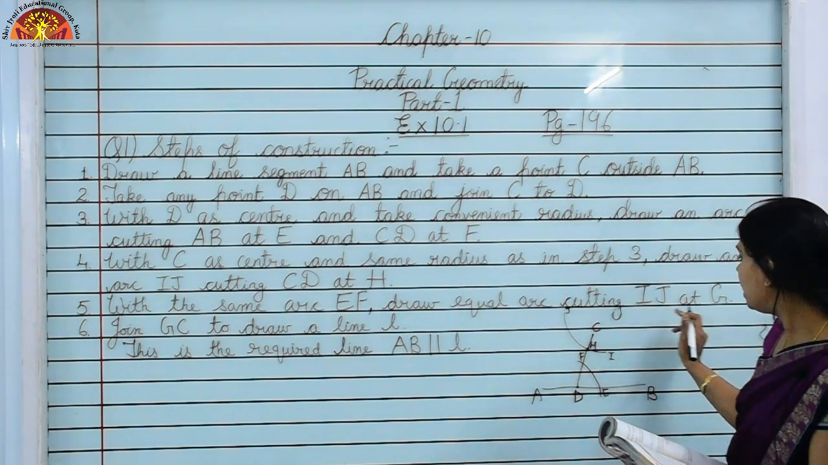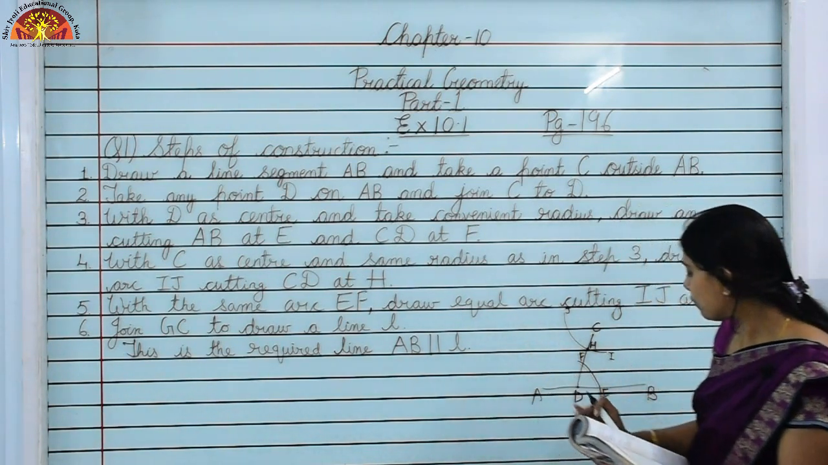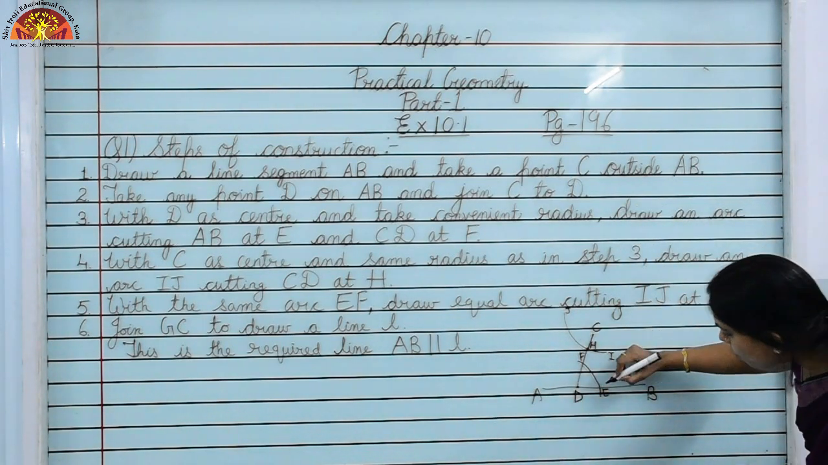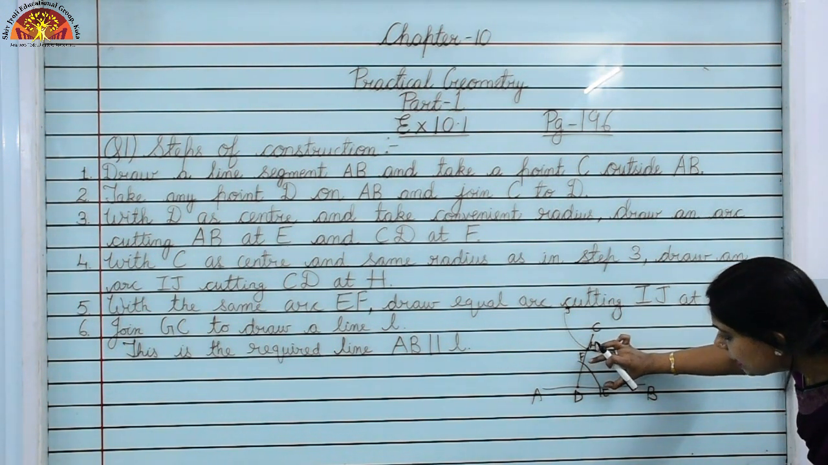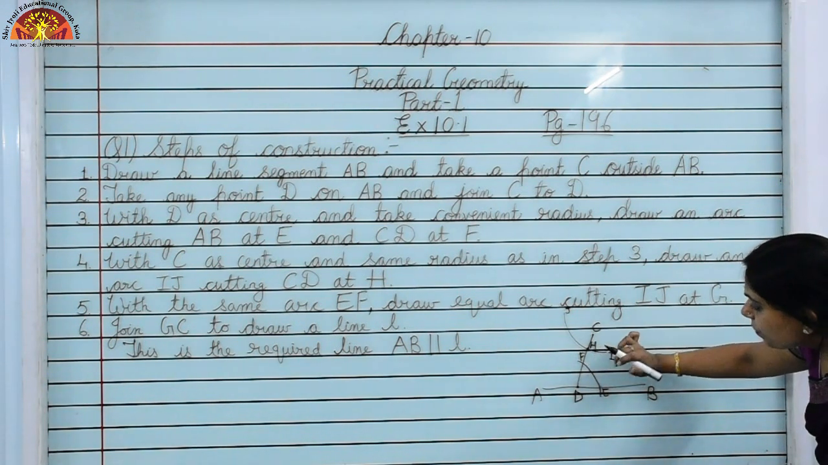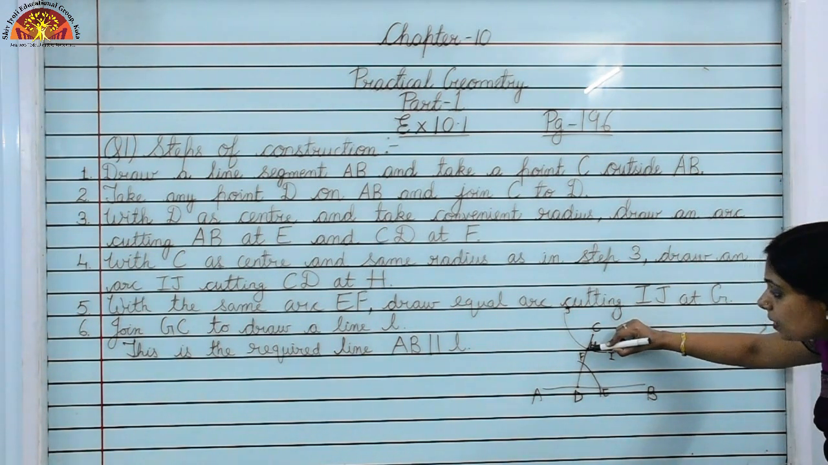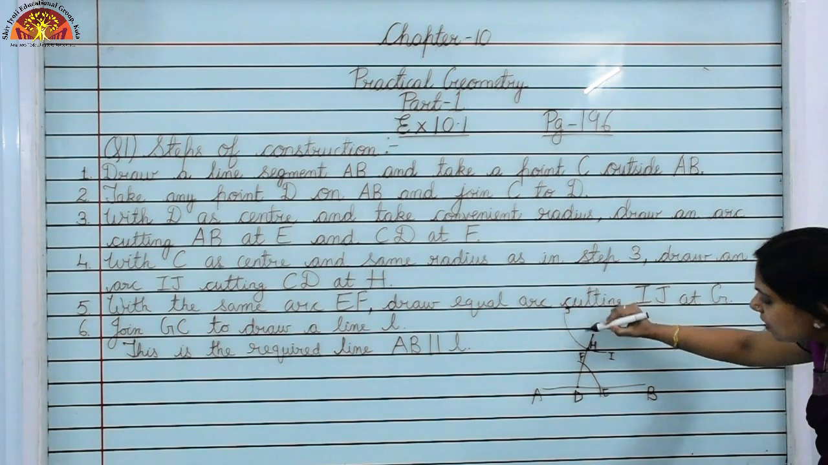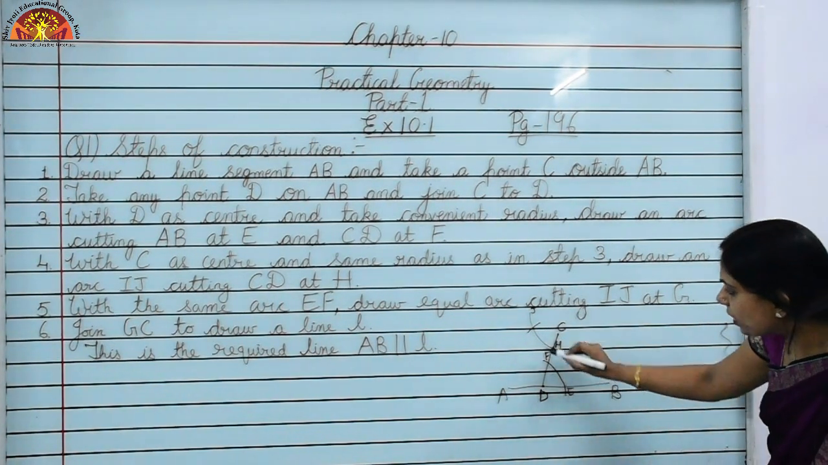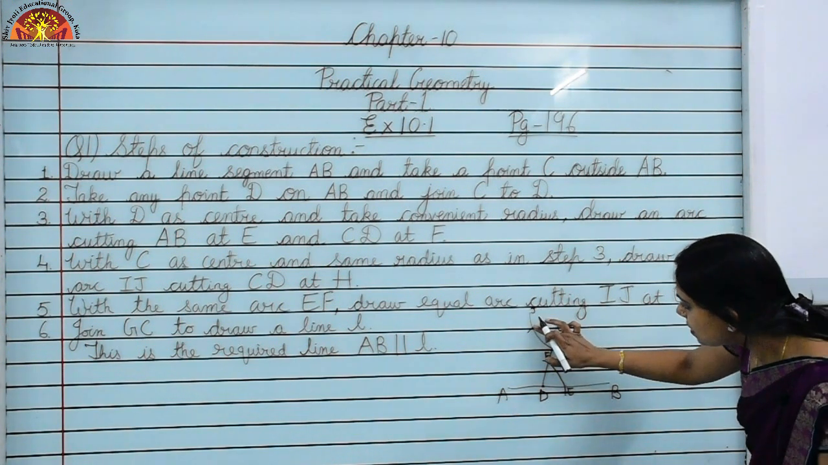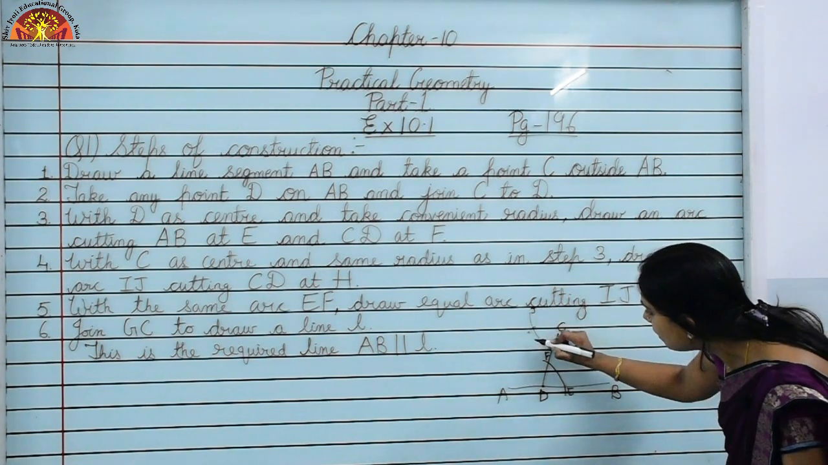Cutting IJ at G. Now what you have to do, children? You will keep your compass needle at point E and measure EF. You will open your compass till F. You will measure this radius. Now keeping your compass at point H, you will draw an arc over here. Is it clear? You will draw an arc over here such that you can draw a parallel line.